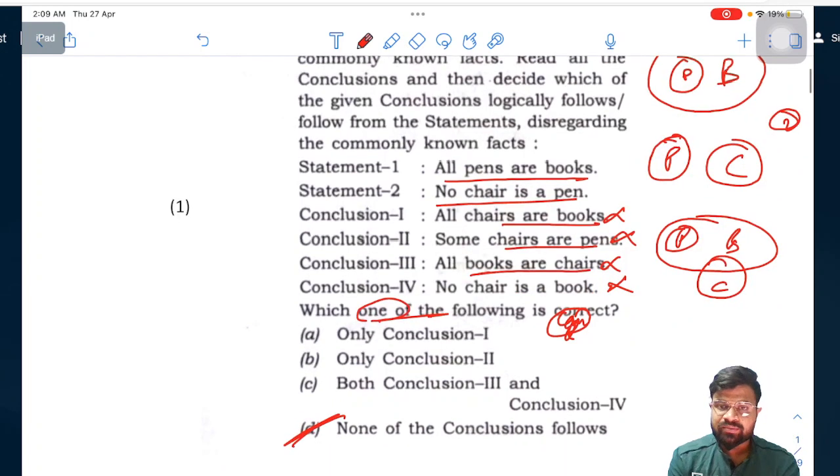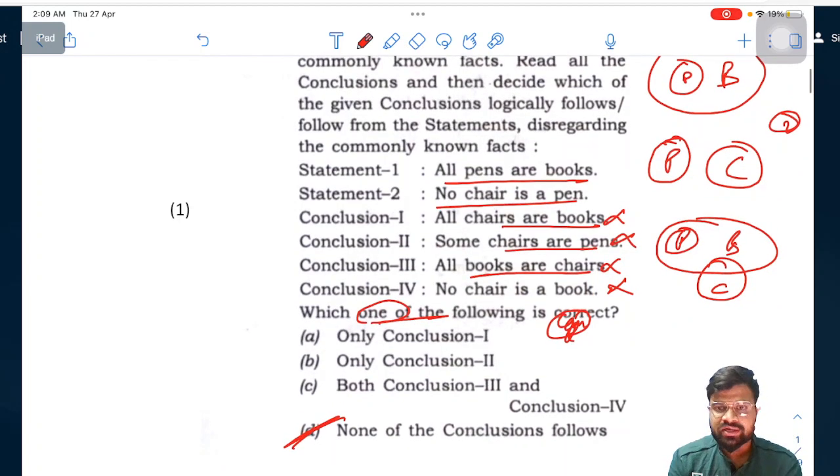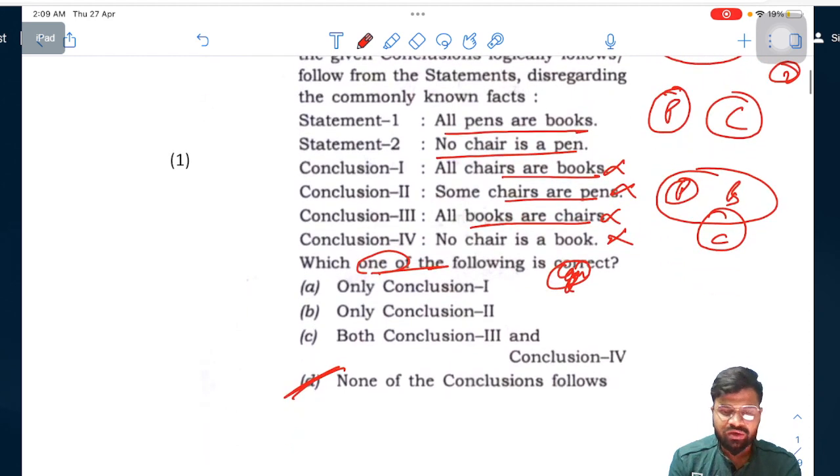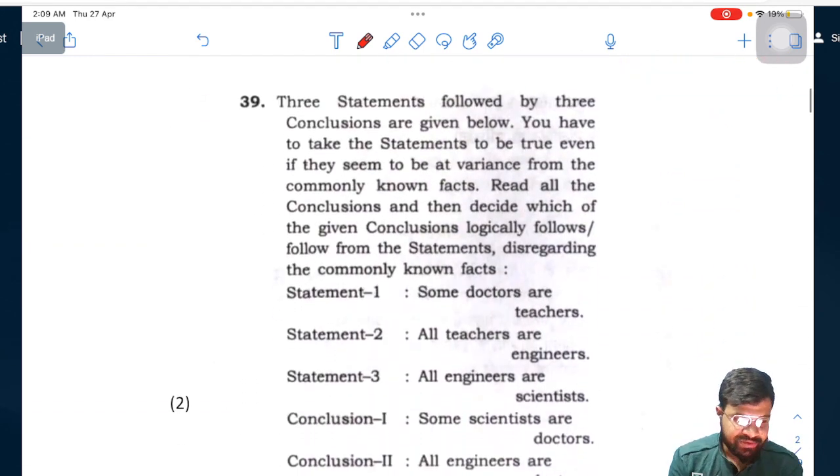This is the standard procedure, and you should follow it. Accuracy is very important in syllogism, and you will not mark any question wrong if you follow this process. So please bear with me.